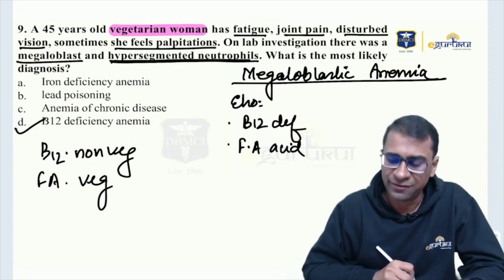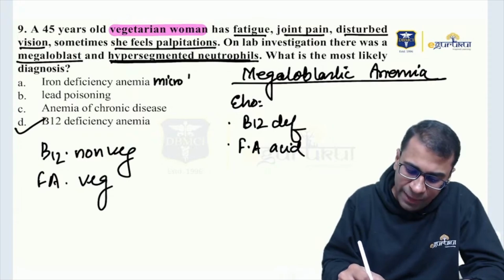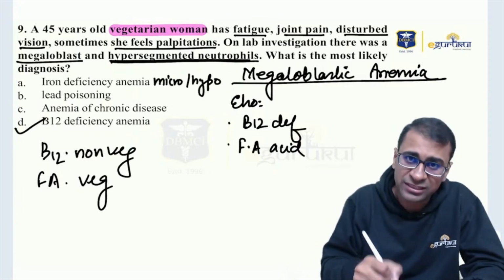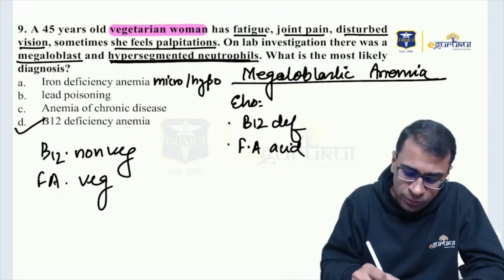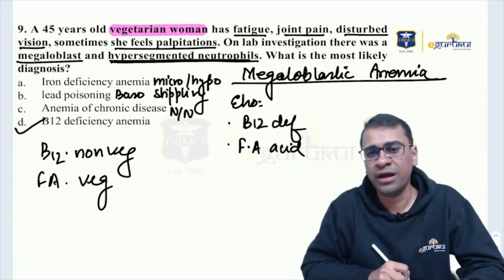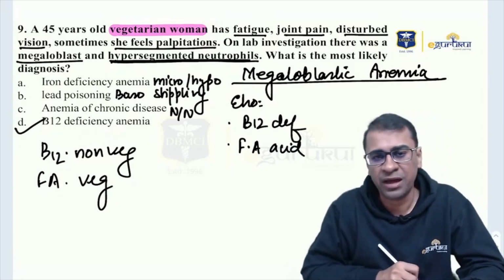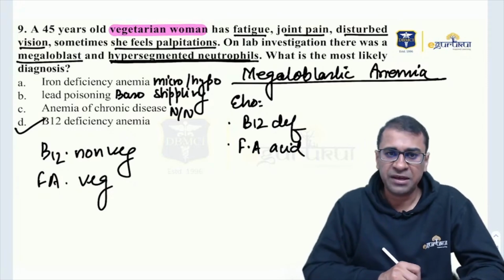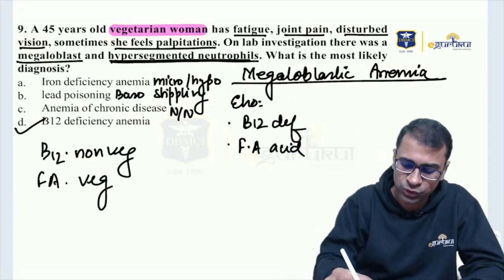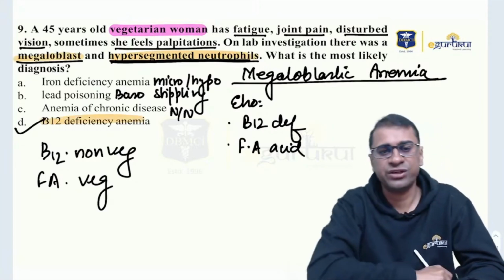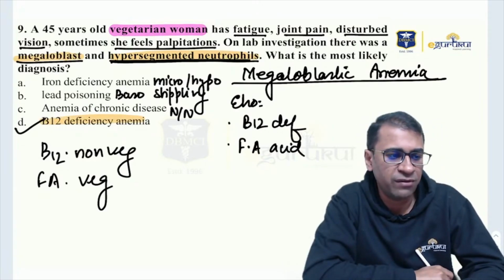Why is it not iron deficiency anemia? It will show microcytic hypochromic RBCs. What will lead poisoning show? I just discussed in the previous question, it will show basophilic stippling. And ACD will show normocytic normochromic RBCs, may show microcytic hypochromic RBCs, but ACD most commonly shows normocytic normochromic RBCs. This patient having hypersegmented neutrophils and megaloblastic anemia surely becomes a B12 deficiency anemia.